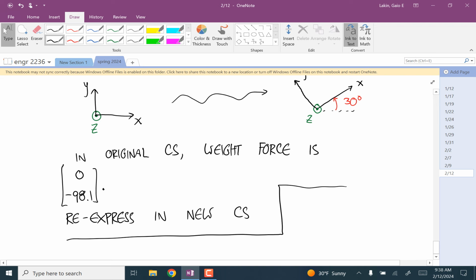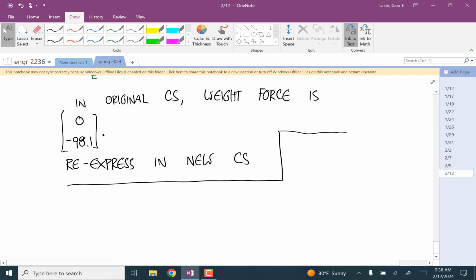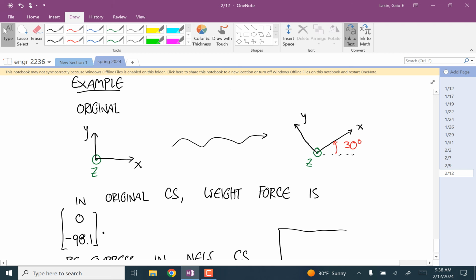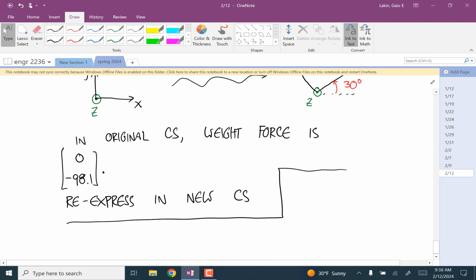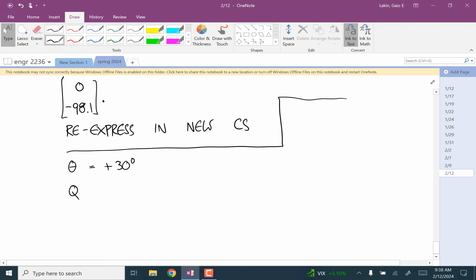Okay, well, what axis is this rotation of the coordinate system about? Yeah, right. And what about the direction? Is that a positive 30-degree rotation of the coordinate system about Z or a negative? Positive. Okay, so our theta is positive 30 degrees.